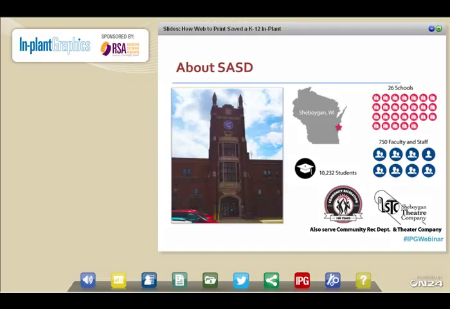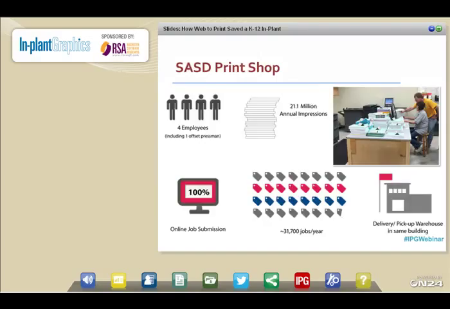The print shop here at the Sheboygan Area School District consists of just 4 employees, including myself. We still have an offset pressman here. There's still a need for a considerable amount of offset work. We have right around 21.1 million annual impressions, and currently 100% of those jobs come in online through our web to print. We have 4 production printers plus the offset.